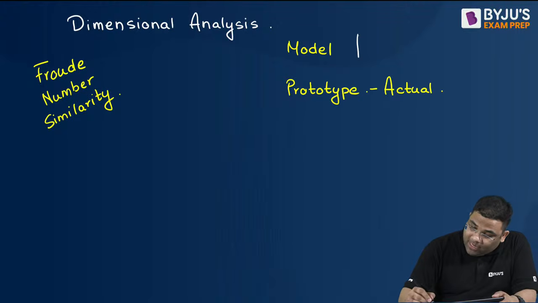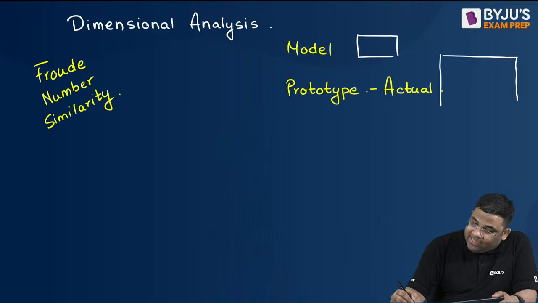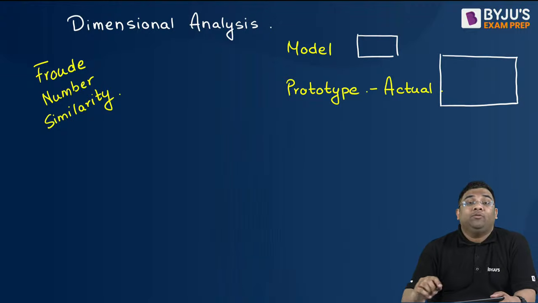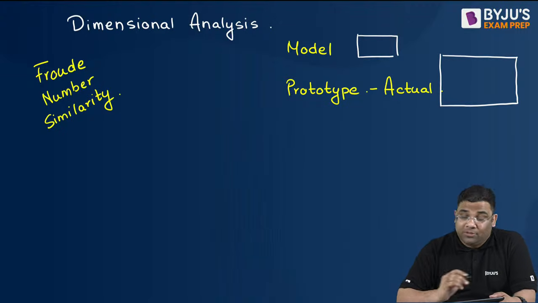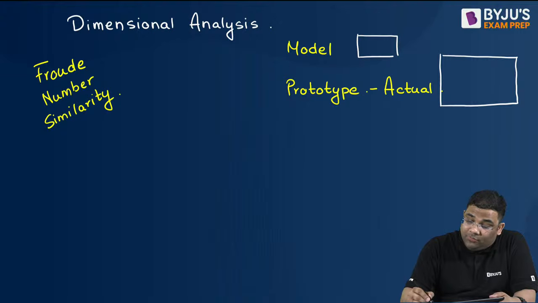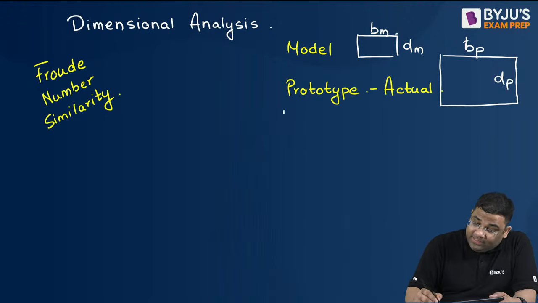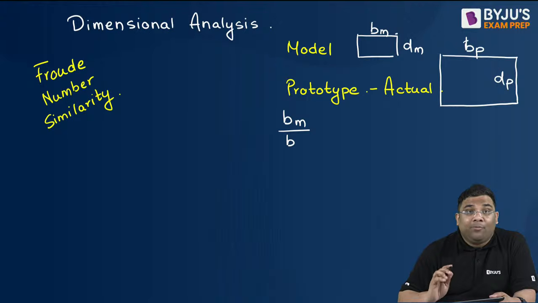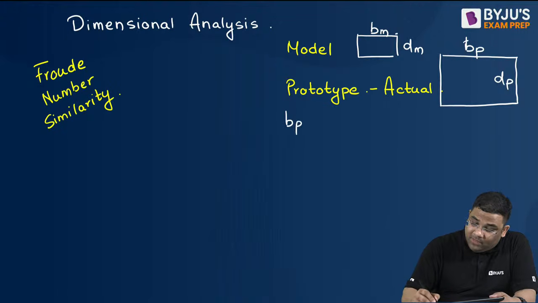So suppose I have a model like this, and I have a prototype or actual structure like this. Then there will be some relation between their dimensions. Suppose this is the width and this is the depth of the prototype, and this is the width and this is the depth of the model. So you can say this ratio of model and prototype, or vice versa. Suppose I am taking prototype by model.